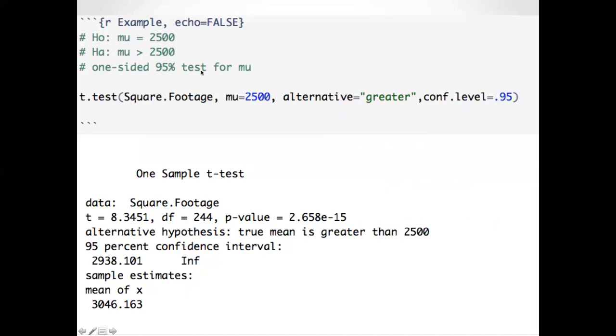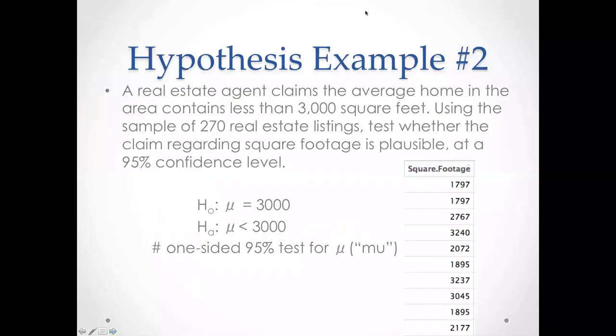Let's take a look at another scenario where the claim has changed and the framework of our alternative hypothesis and R code will also change. Notice in this description, the real estate agent has claimed homes are less than 3,000 square feet on average. Everything else remains consistent. So we will update our alternative hypothesis to express mu less than 3,000. And our null hypothesis will be updated to mu equal 3,000.